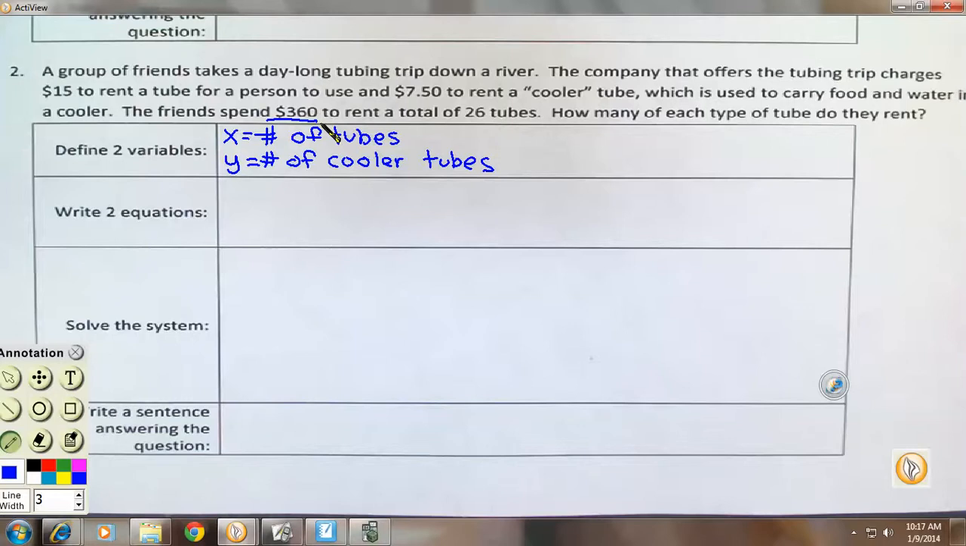We do. How much does the regular tube cost to rent? $15. Well, how many of those regular tubes did they purchase? X. X number of regular tubes. So how could I show that if it's $15 per tube? 15X. Plus, they purchased some cooler tubes. Well, how much do those coolers cost? $7.50. Well, how many of those did they purchase? Why? For a total of how much money? $360.